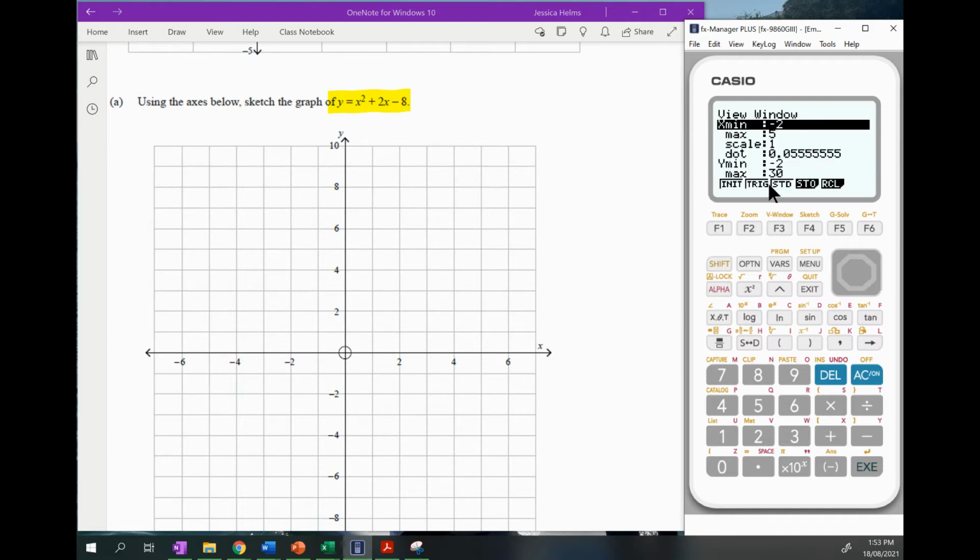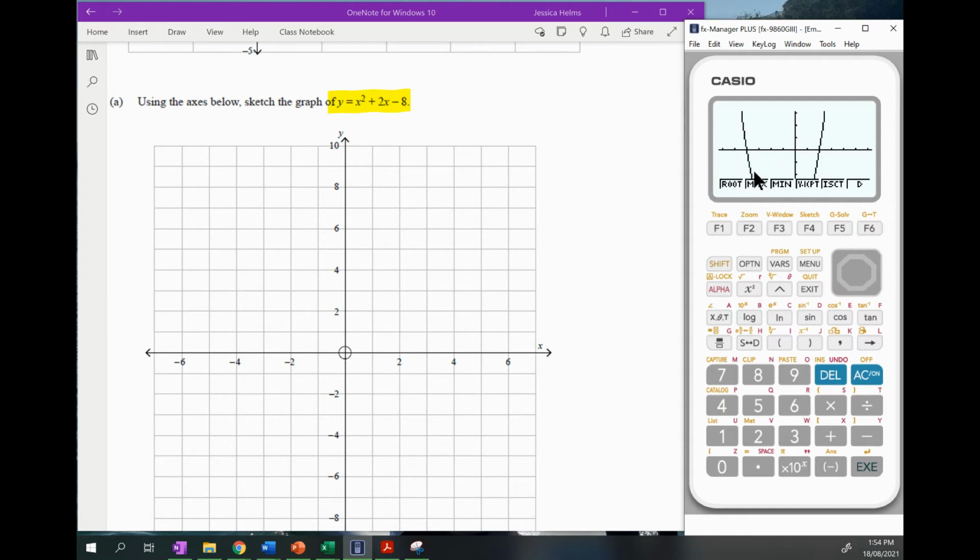So I'm going to go view window, and I'm just going to go F1 here for initial. That'll take us back to the standard view, which will be fine with what we've got. Okay, so then go back to draw again. Still a little bit low, but we can still find all of our important points. So we're going to go G-solve.